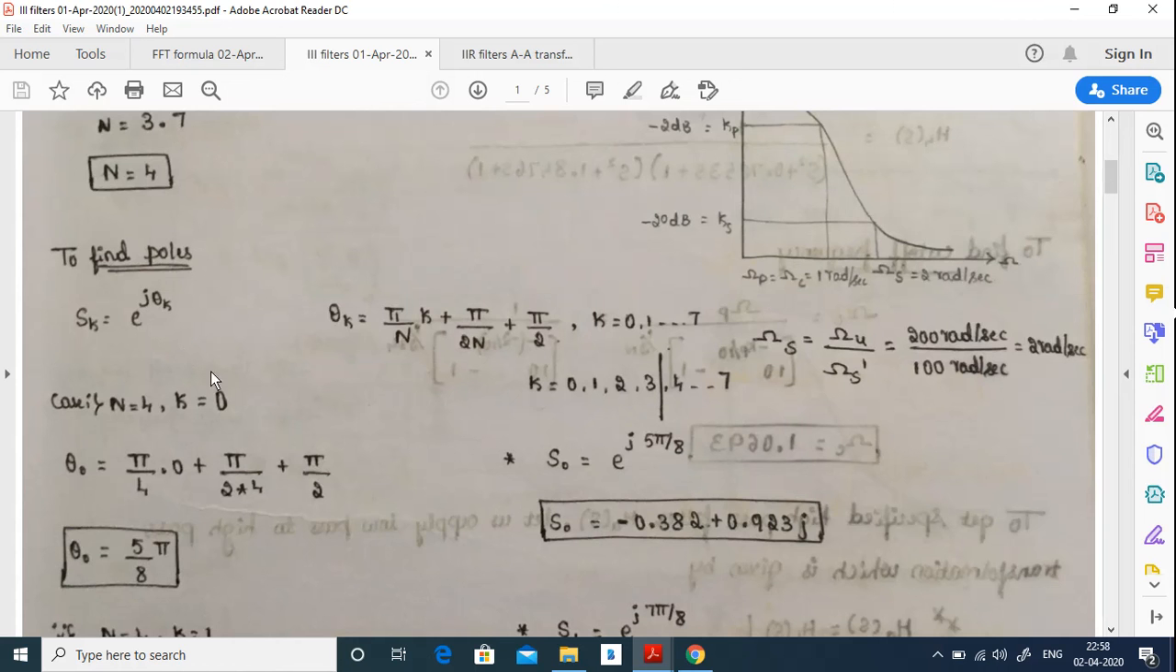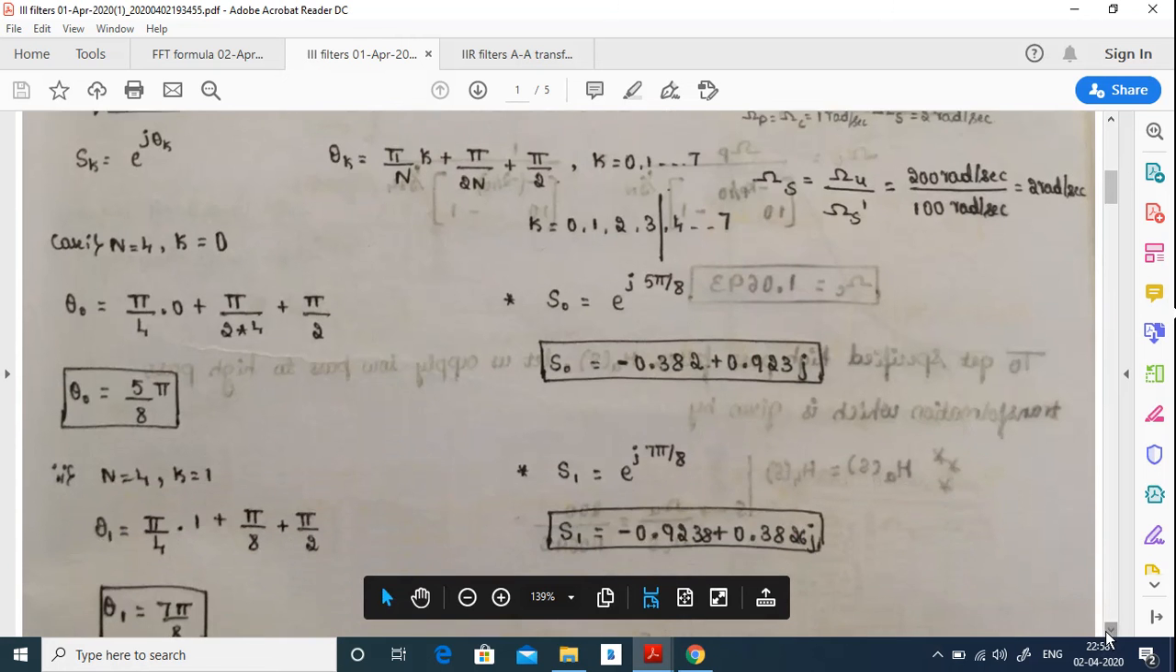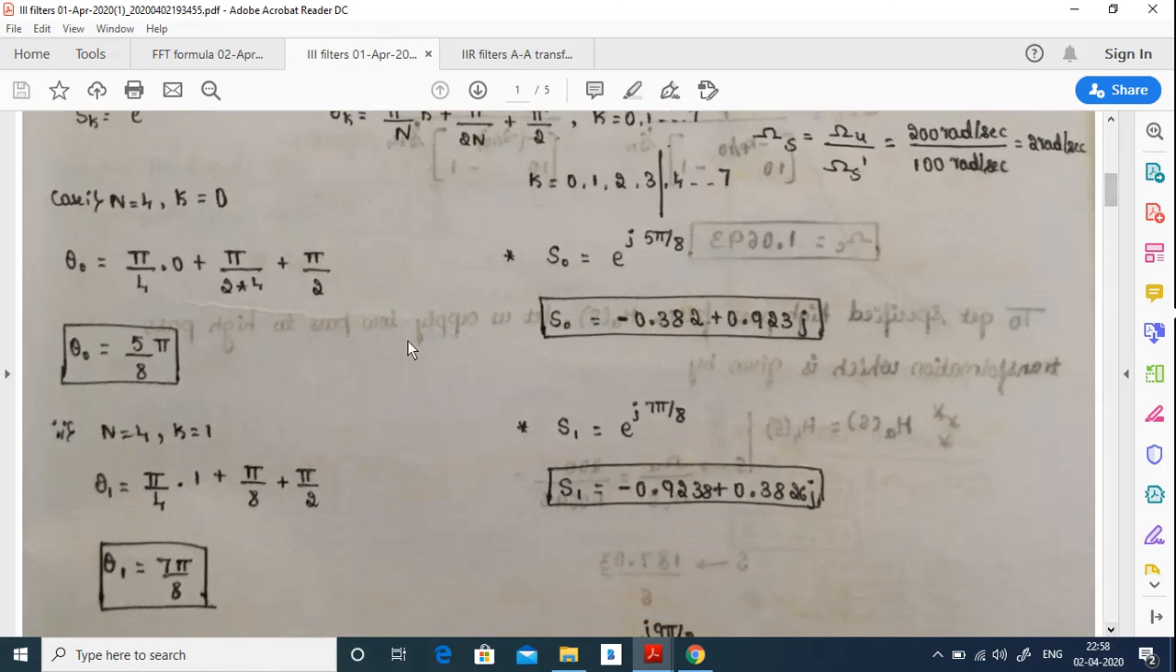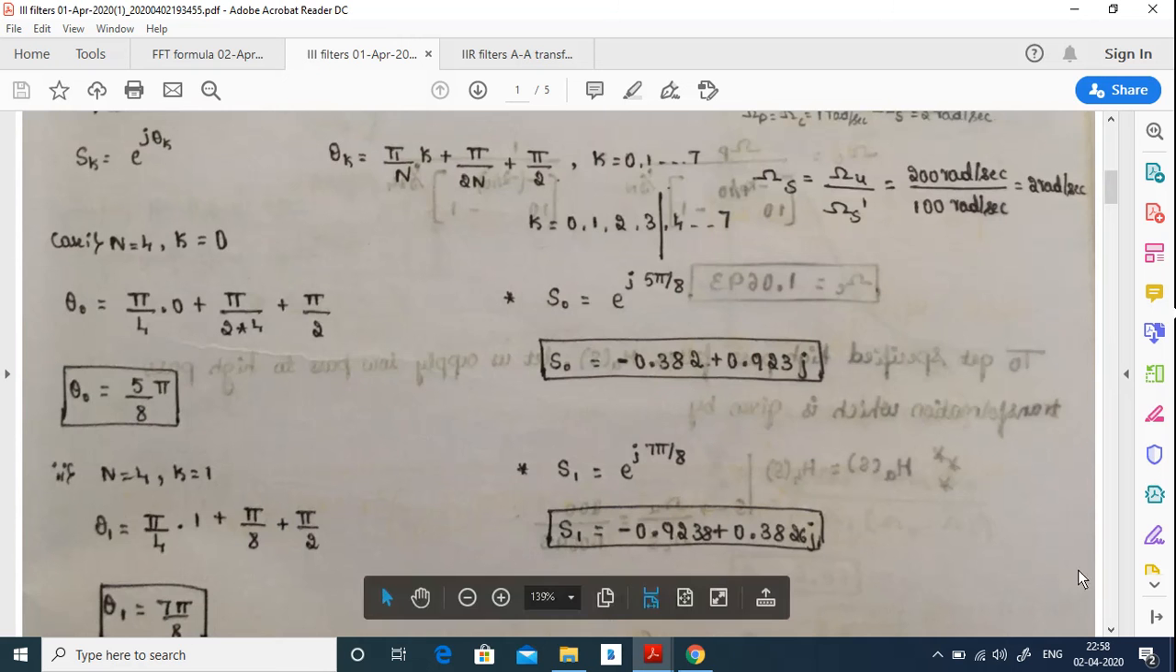Now let me take the first value of k. N will remain 4, which is constant throughout the problem, and k will vary, right? K will take 4 values. They are 0, 1, 2, 3. Substitute the first value of k in this expression. You will get theta naught like this. That is, theta naught is equal to 5 pi by 8, and s naught is given by e power j 5 pi by 8, and its value is minus 0.382 plus j 0.923.